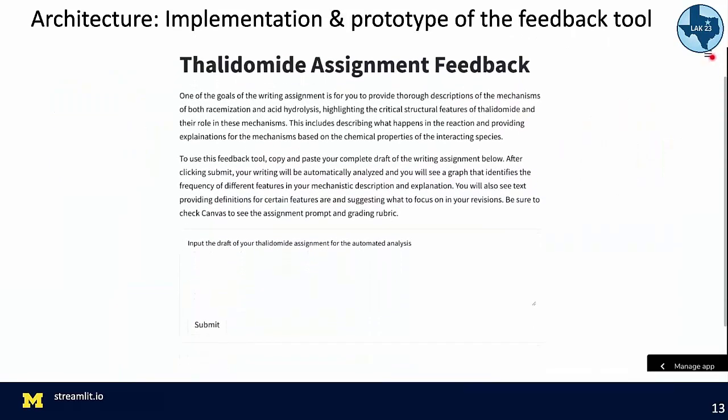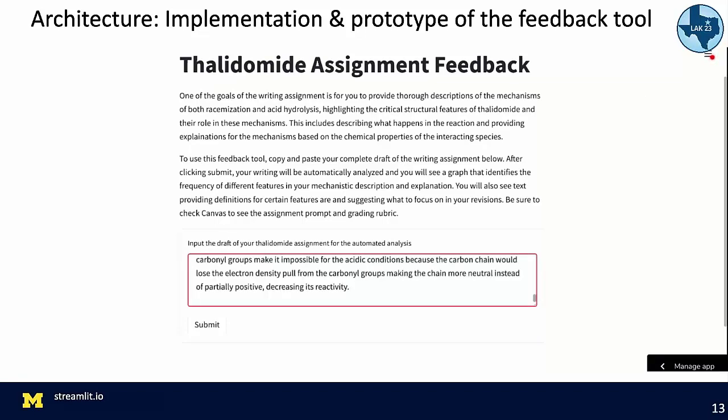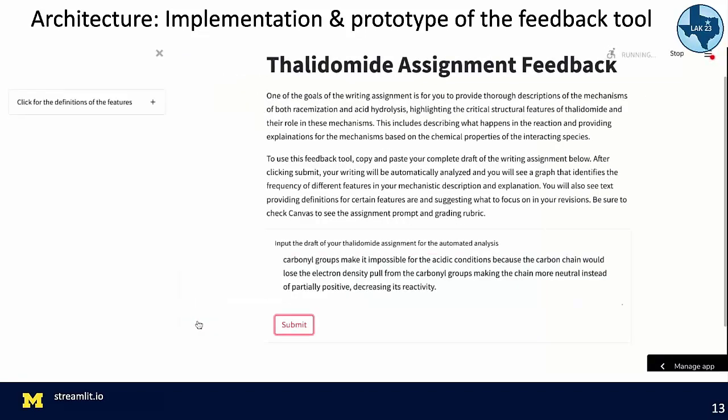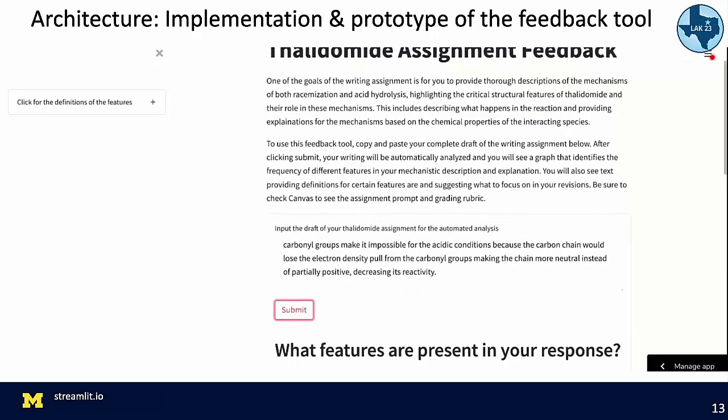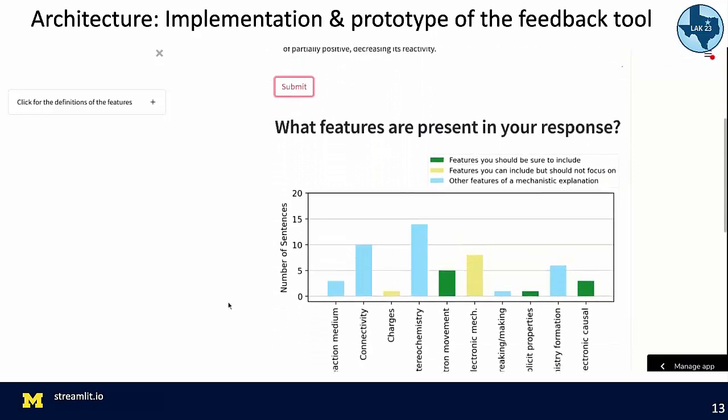So then this is what the tool actually looks like, so I'll just play the video real quick. It was developed in Streamlit, which is an open source platform for developing tools using Python. And essentially those paragraphs there explain the goals of the assignment again for students and then how to use the tool. And then students can go in and copy and paste their writing and click submit. And then it'll take just a few seconds to run.